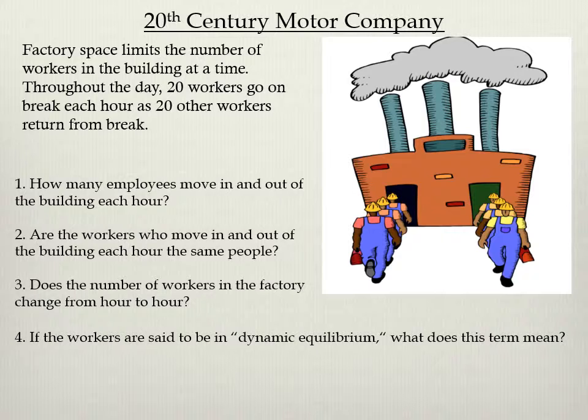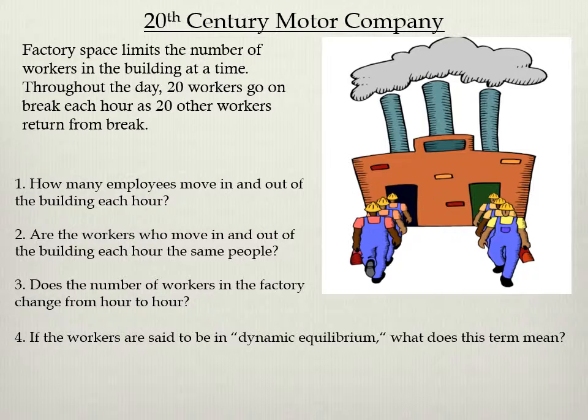As they're moving in and out of the factory, are these the same people? The same people going on break as they're coming back from their break at the same time? Does the number of people in the factory at any given time ever change? How does the number of people leaving to go on break compare to the number of people coming back from their break? How does that impact the number of people in the factory at any given time?